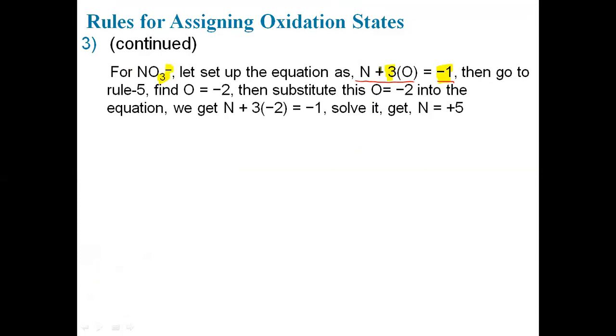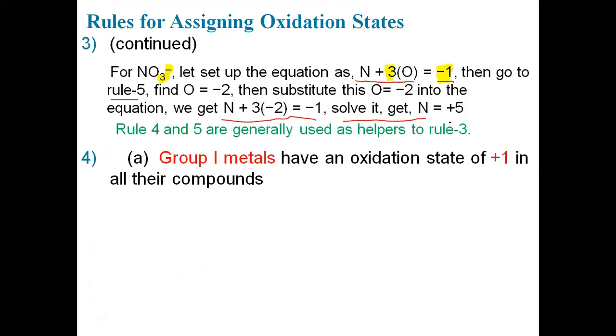Once we have this equation, this equation again has two variables. Just use the next couple of rules. If you have two variables, find an answer for one variable, then come back. So we find an answer for O in rule number 5. Then we go back into this equation. We substitute -2 for O. We get this new equation. Then we solve for N. We're solving for the last one.